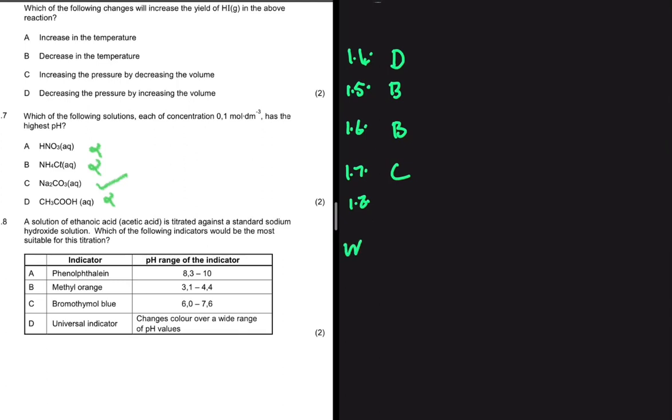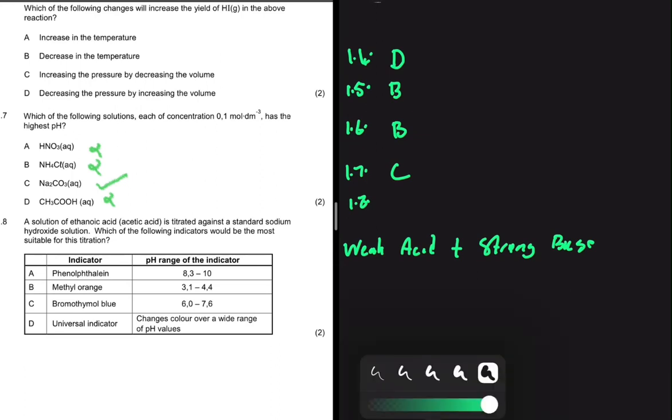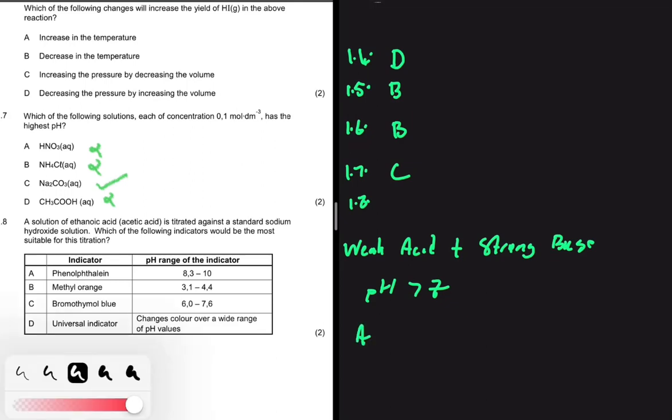Ethanoic acid is a weak acid. So we have a weak acid plus sodium hydroxide, which is a strong base. If you have a titration between a weak acid and a strong base, then the pH you will end up with will be greater than 7. Greater than 7, we're going to use indicator A, which is phenolphthalein. If you had a strong acid and a weak base, we would use methyl orange.